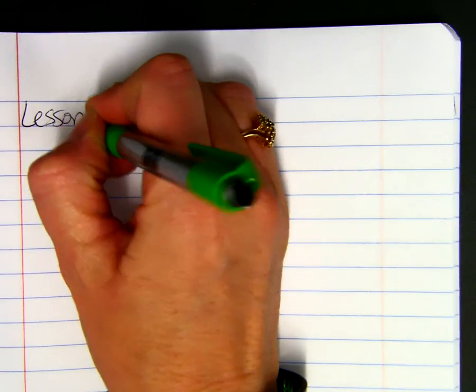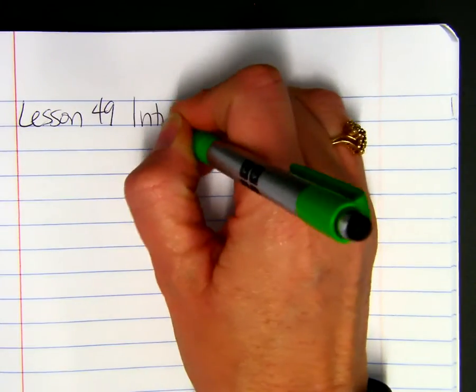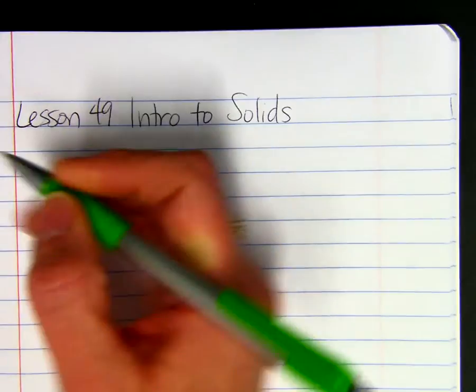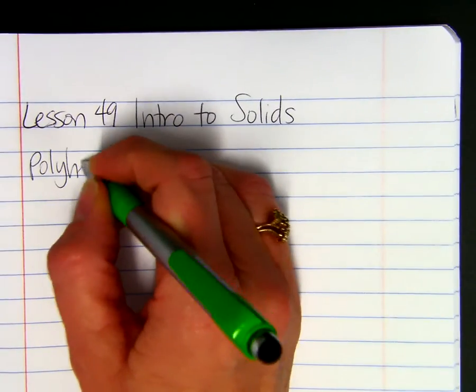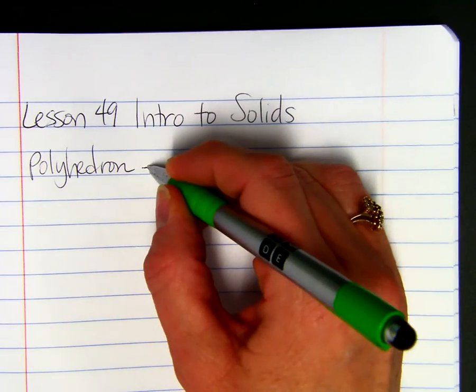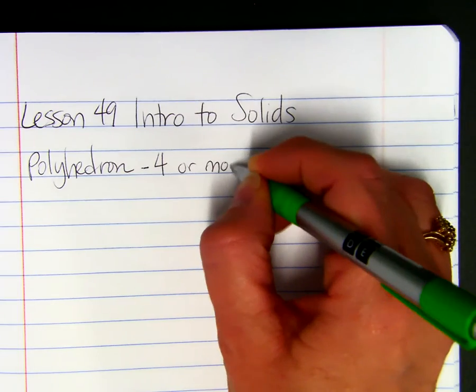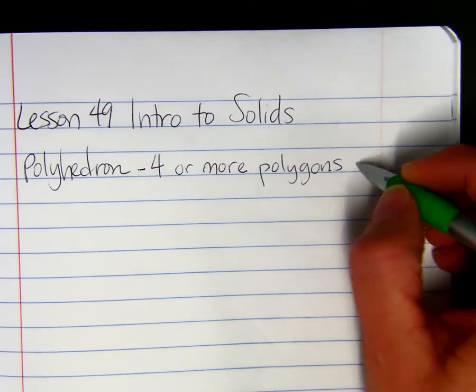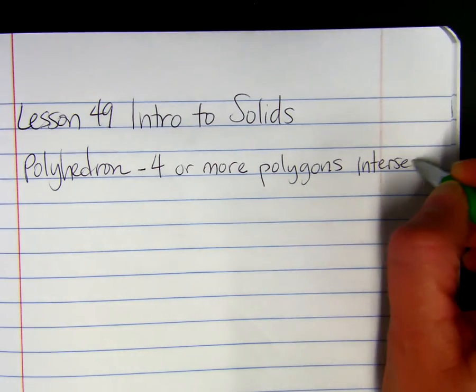Okay, lesson 49, Introduction to Solids. It looks like I did write down polyhedron, just so we can remember that that is 4 or more polygons intersecting only at their edges.